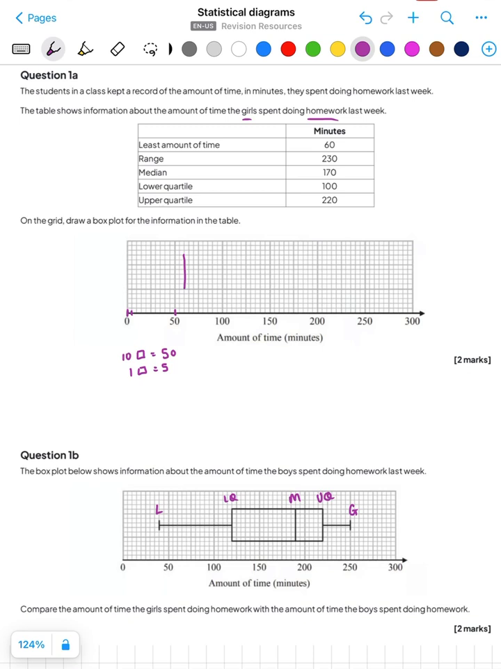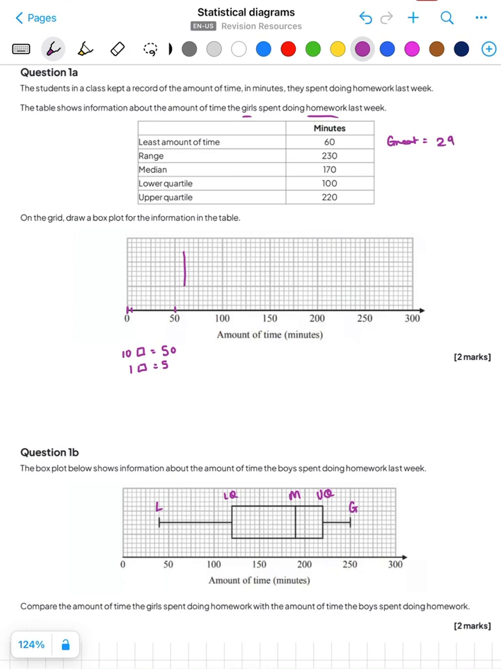Now we've been given the range, which allows us to find the greatest time. So 230 is the range. If we add our least amount of time, which is 60, that meant our greatest amount of time was 290 minutes. 290 minutes is here. The median is 170. The lower quartile 100 and the upper quartile 220.